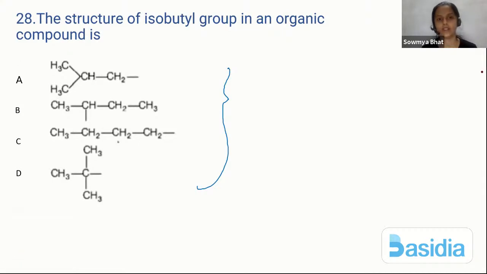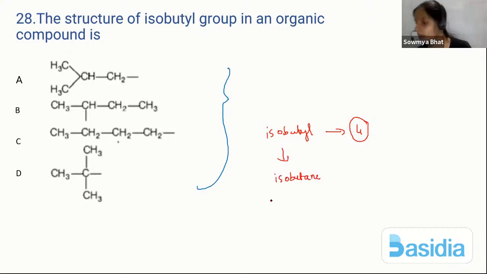Yeah, here we go. So when you say isobutyl, basically the total number of carbon atoms should be 4. This is 4. This is 4. Option B is also 4. Option A is also 4. Whenever you say isobutyl, it refers to isobutane. What exactly is isobutane? Isobutane is the one.